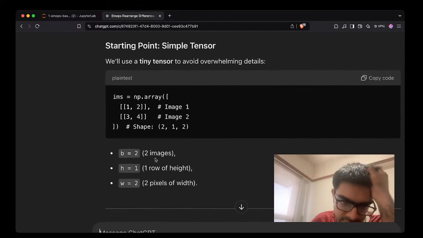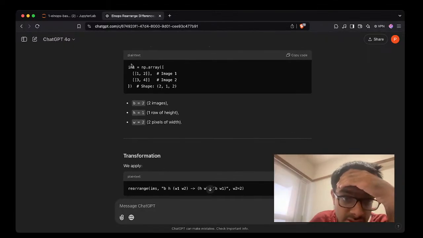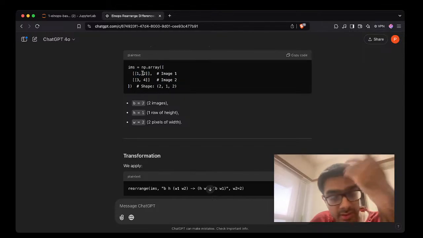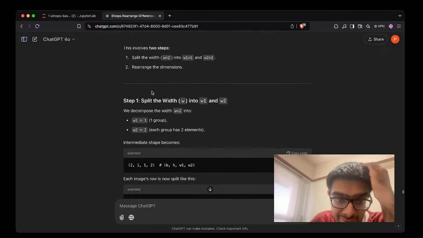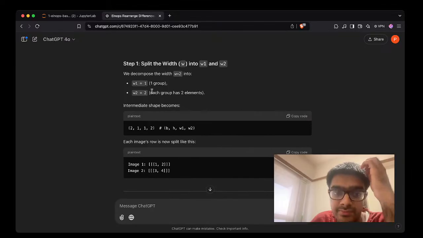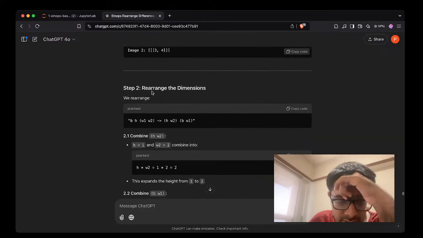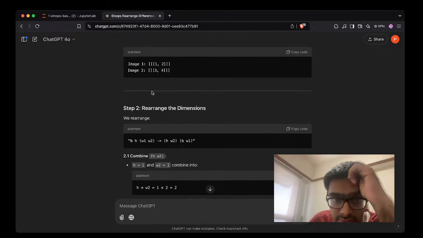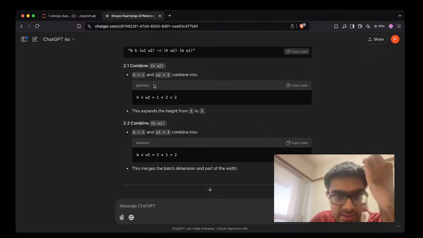Simple, 2, 1, 2. Okay, if I apply the first transformation, we split into W1 and W2. This is only one part, and it has 2 parts, right? We split into 2, where W1 equals 1. I'm just gonna add one more line. Still stays 2.